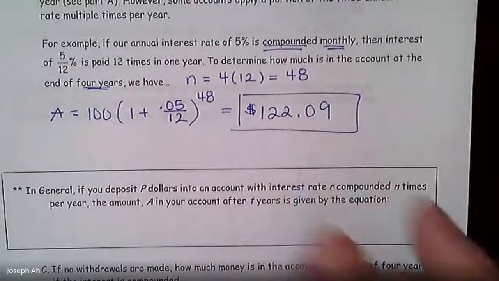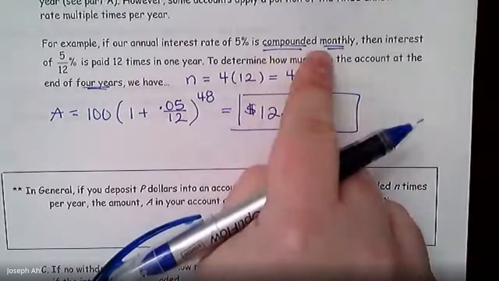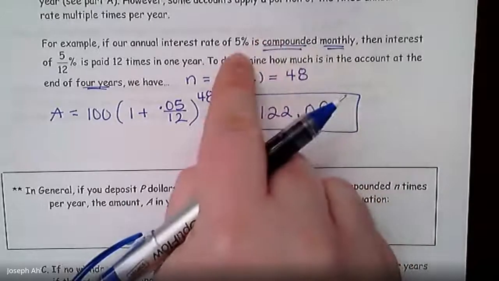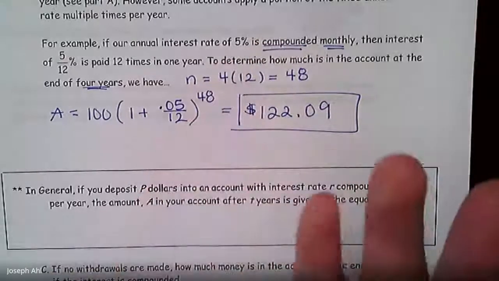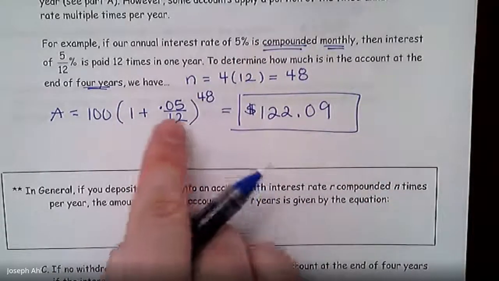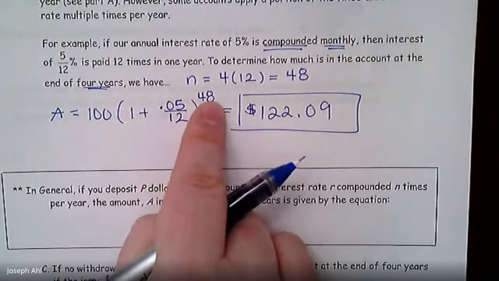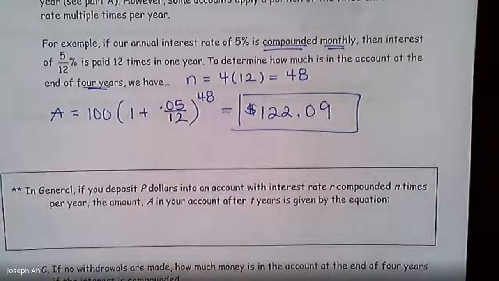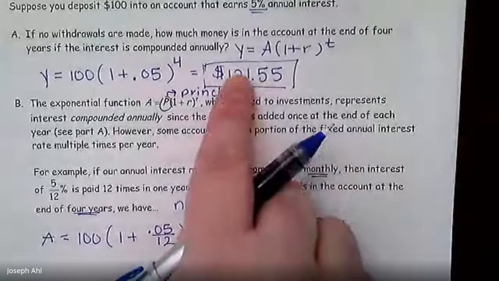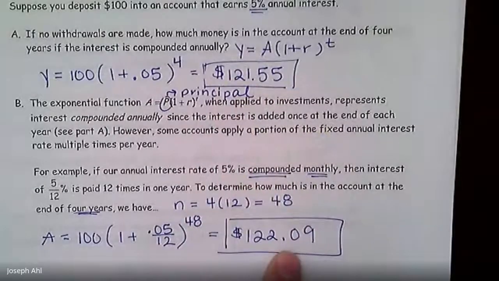Okay. So I will tell you that the more often interest is compounded at a given rate, the more your money will grow. But in this scenario, because the initial investment's pretty small, we're only doing it for a small amount of time, and the interest rate maybe is not very large, we don't see a huge difference between interest compounded annually versus compounded monthly.